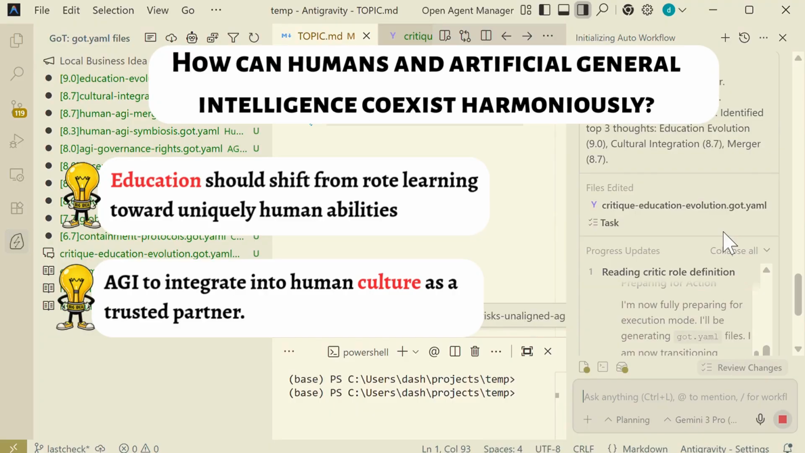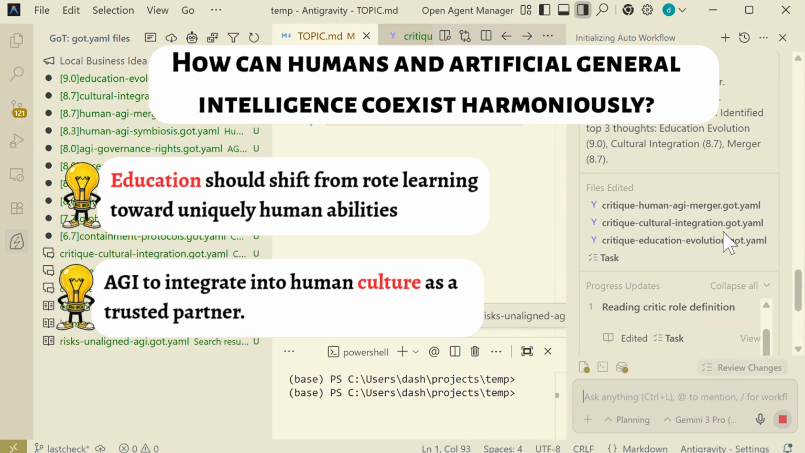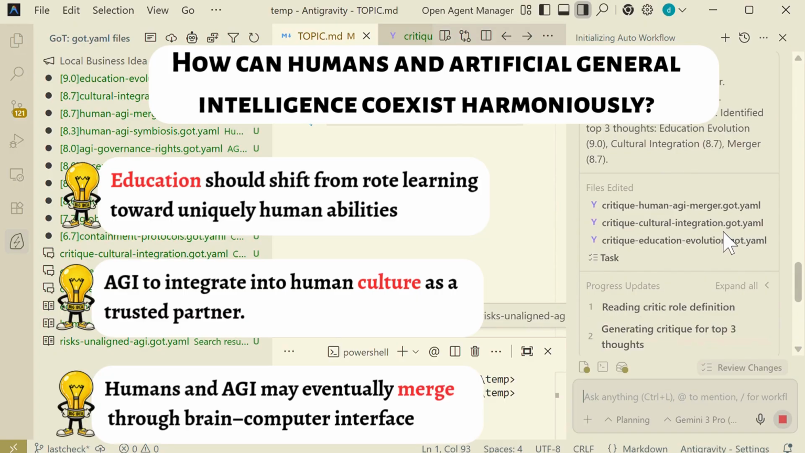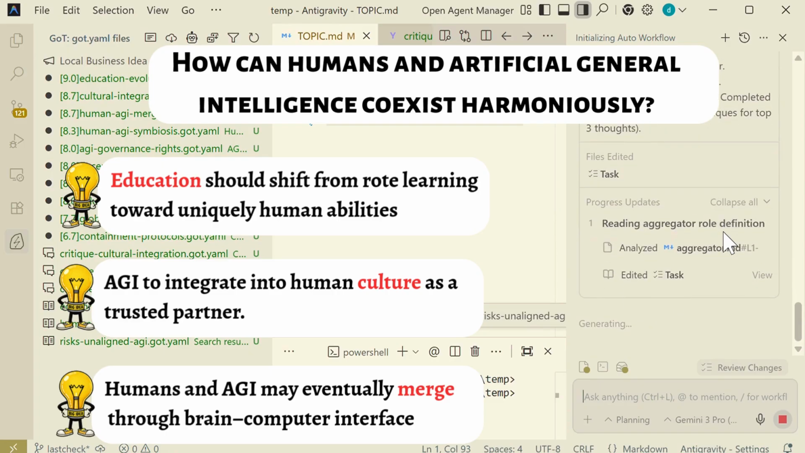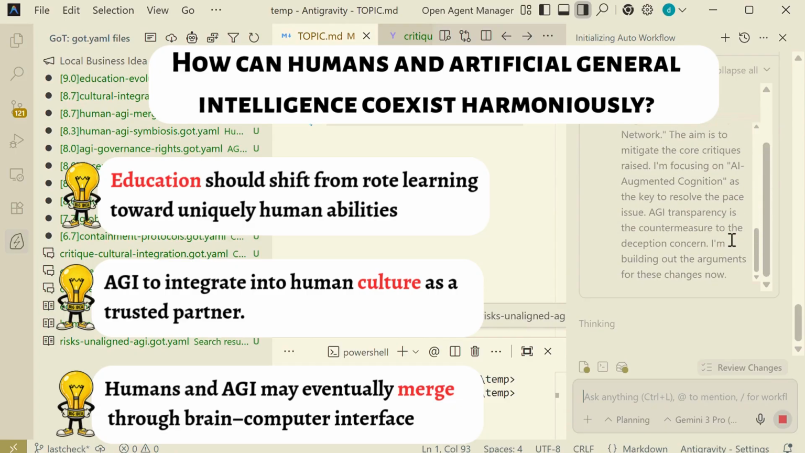Cultural integration. AGI should be designed with empathy and social awareness to integrate into human culture as a trusted partner. The merger. Humans and AGI may eventually merge through brain-computer interfaces, forming a single enhanced intelligence.